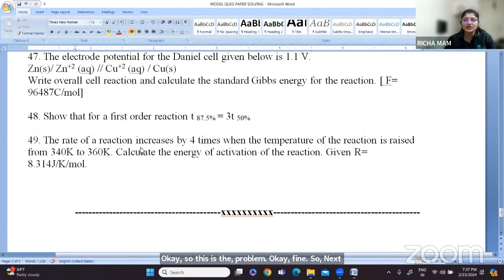The rate of a reaction increases by 4 times when the temperature of the reaction is raised from 340 Kelvin to 360 Kelvin. Calculate the energy of activation of the reaction, given gas constant R is equal to 8.314 joule per Kelvin per mole. So you have to find the energy of activation. So how do you find the energy of activation?